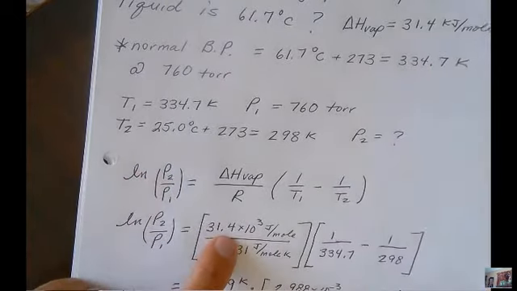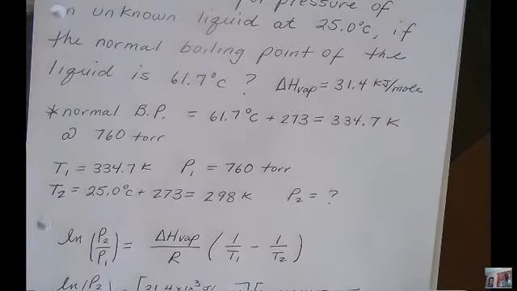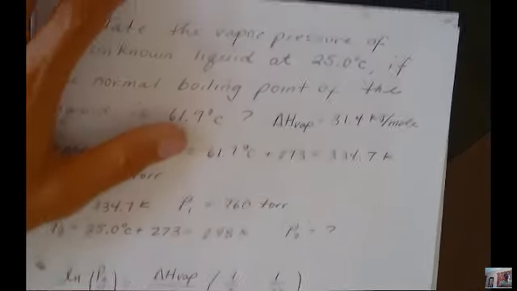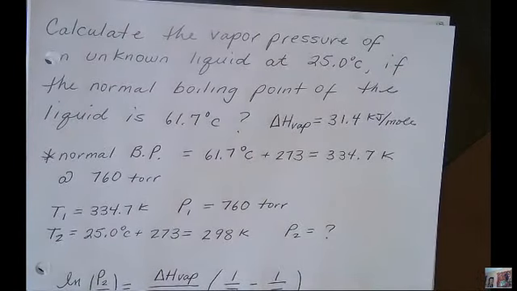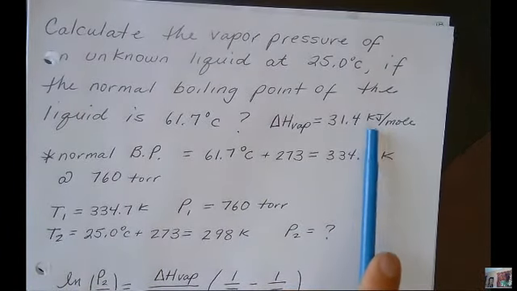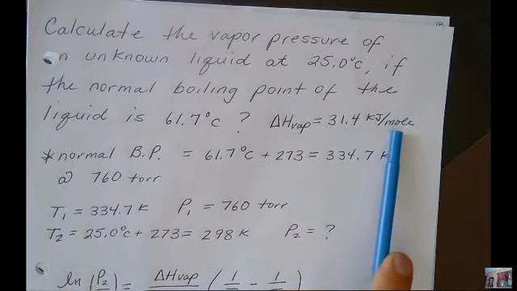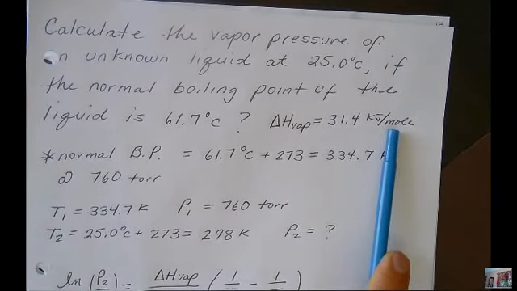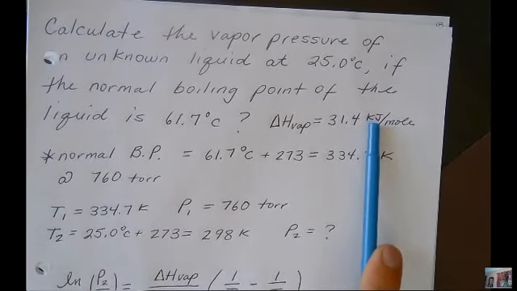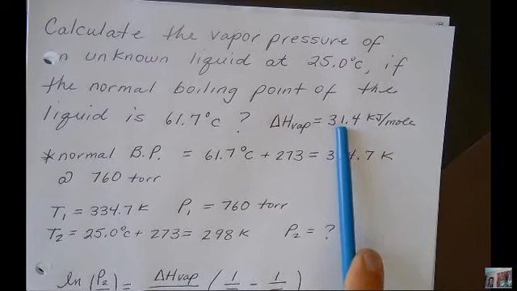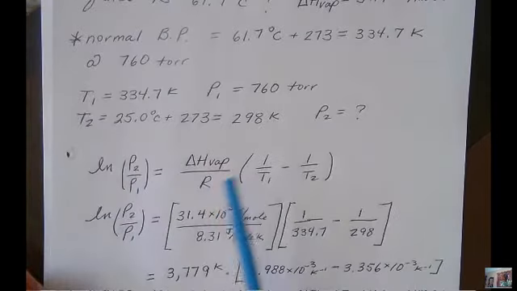So first thing I do, I take my delta H of vaporization, very important, that's given to you up here. Look, this is in kilojoules per mole. Got to be in joules per mole. Make sure you will get it wrong if you forget to multiply this by 1,000 to get it to joules. So look what I did.